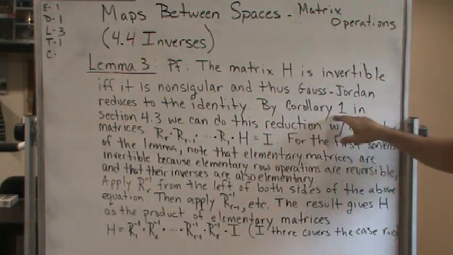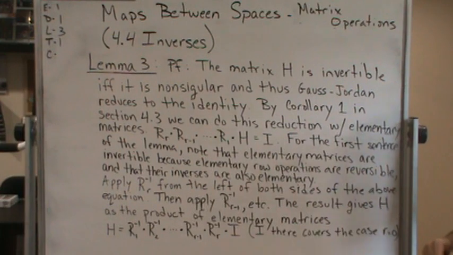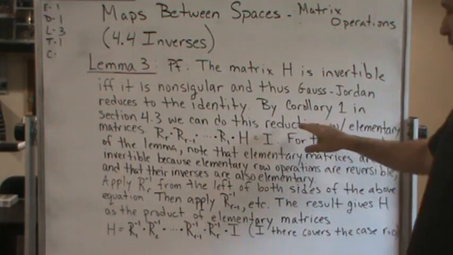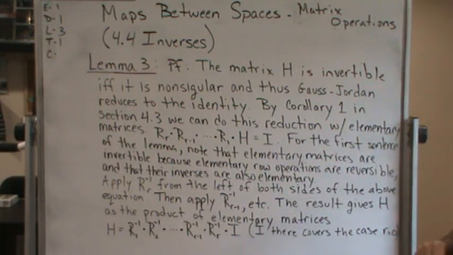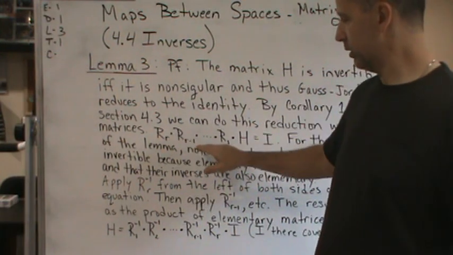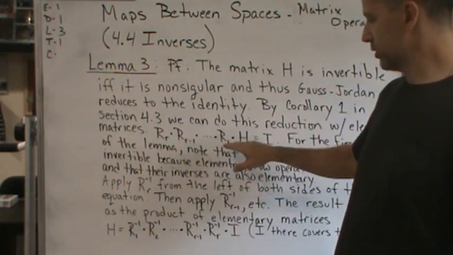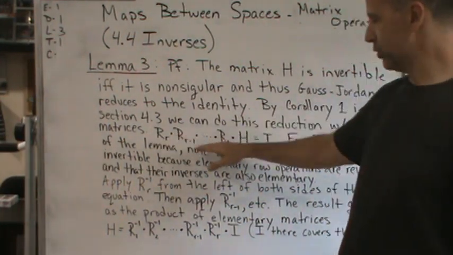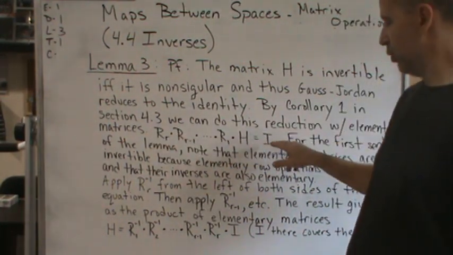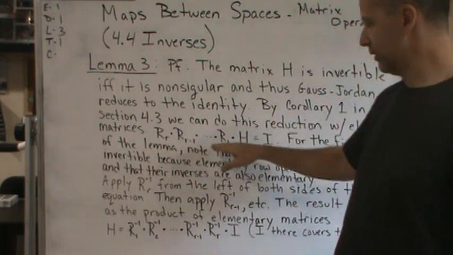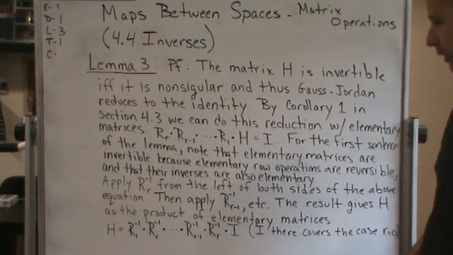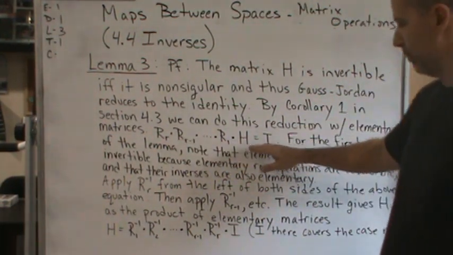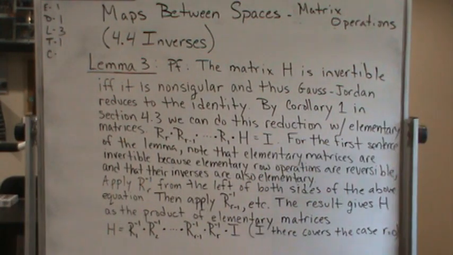Now, by corollary 1 from the last section, we can do this reduction with elementary matrices, R sub R, all the way through R sub 1. So remember, we can compose this product of matrices in this way such that we're going to get the identity. So that's from corollary 1. Now remember this. We're going to refer back to this.